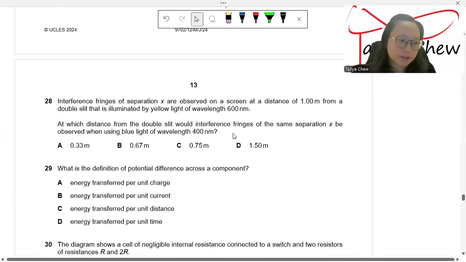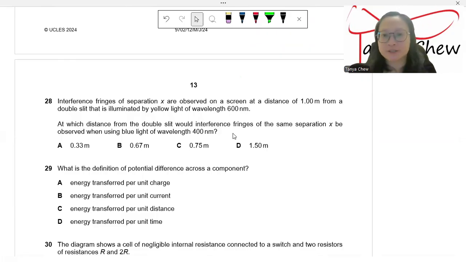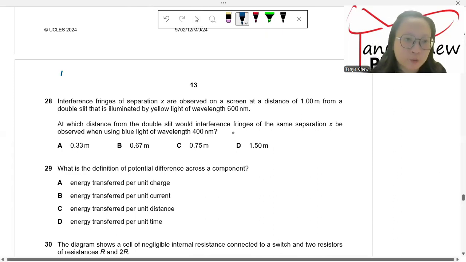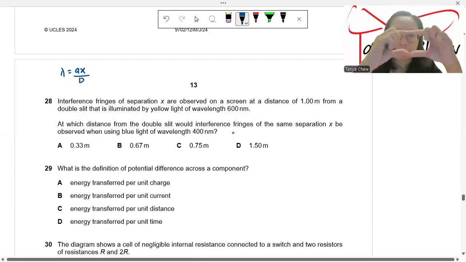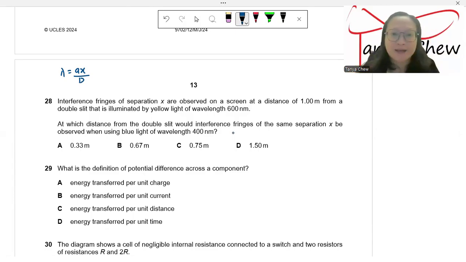Question number 28. Interference fringes of separation X are observed on the screen at a distance 1 meter from a double slit that is illuminated by yellow light of wavelength 600 nanometer. At which distance from the double slit would interference fringes of the same separation X be observed when using blue light of wavelength 400 nanometer? So for interference, I'm using this equation. Lambda is equal to aX over D. Lambda represents the wavelength, a represents the double slit separation, X represents the fringe separation, and D represents the distance from the slit to the screen.